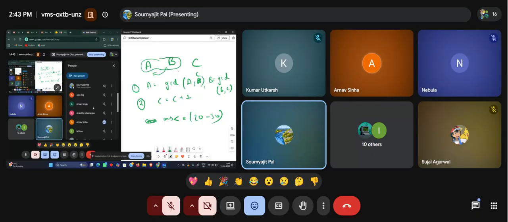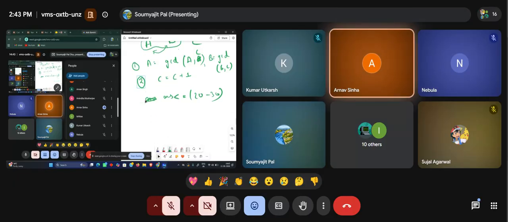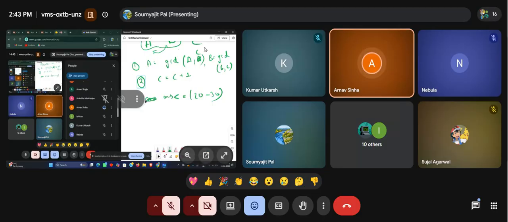Yes, Bhaiya. I took the approach that if A is already equal to B, we need not do anything. When A is not equal to B, we first check whether the GCD is equal or not. If it is not equal, then I ran a while loop till GCD of A comma C is not equal to GCD of B comma C, and incremented C by 1 and changed A to GCD of A comma C and B to GCD of B comma C.